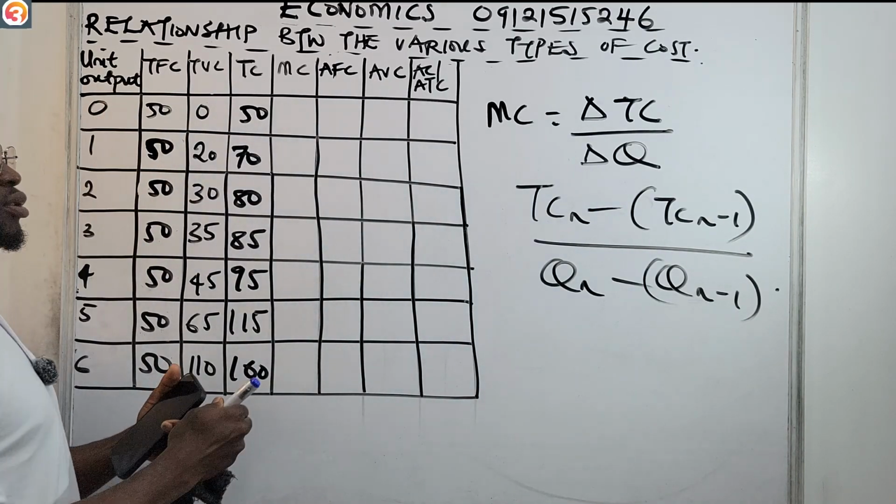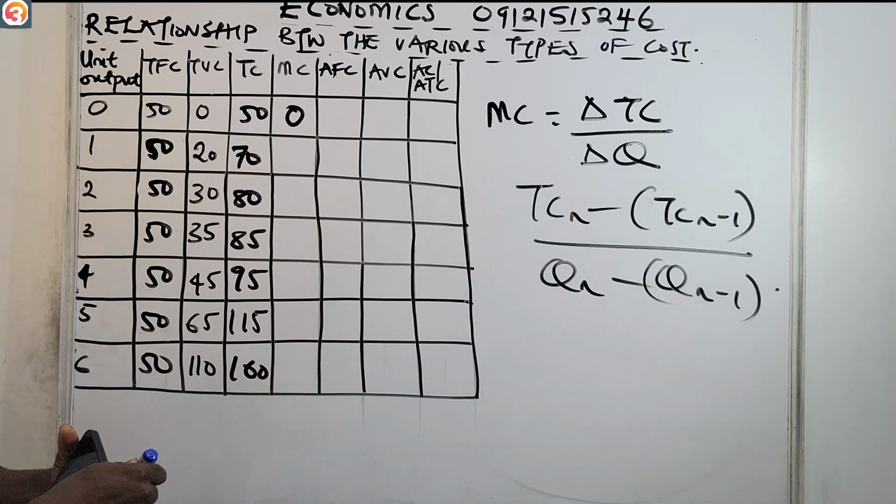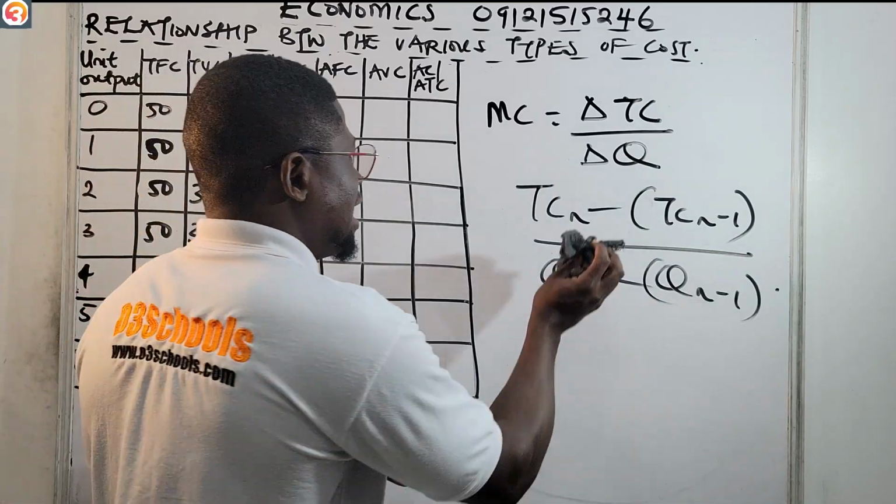when the output is 0, marginal cost will also be 0 at that point. So that's for the first level. Understand that because output is 0, there's nothing like an additional unit there.